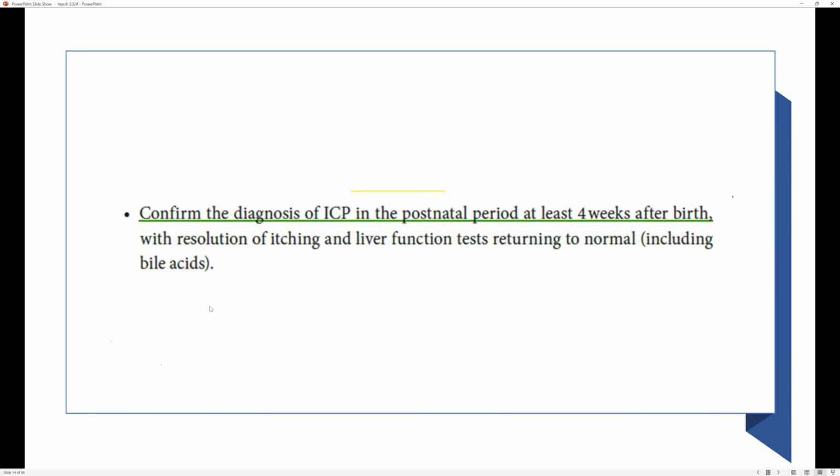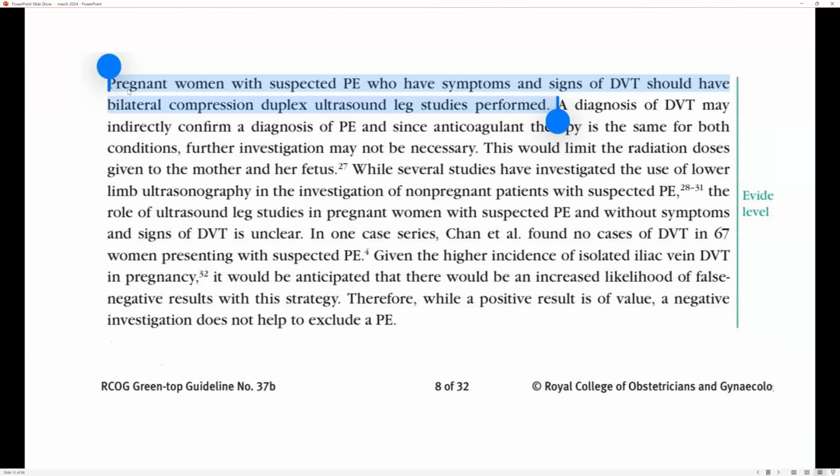And my friend is asking why in the previous question a bilateral Doppler. That's because, again, this is just a screenshot from the guideline, with the recommendation that a pregnant woman with suspected pulmonary embolism who has symptoms and signs of DVT should have a bilateral compression duplex ultrasound of the leg. Clear, my friends?